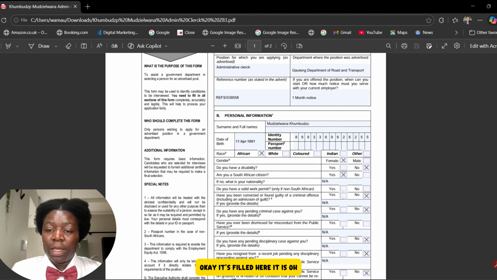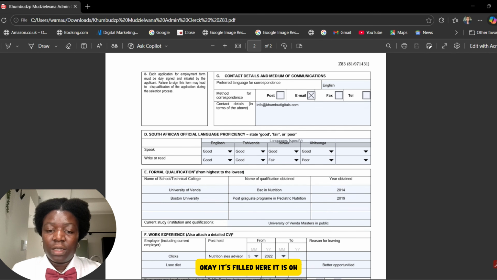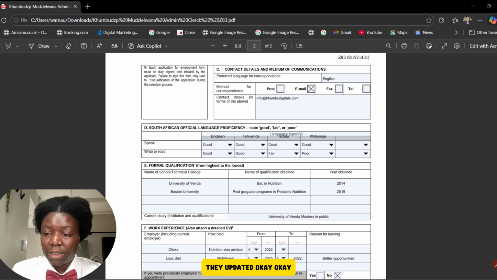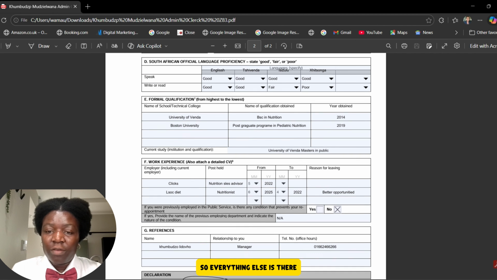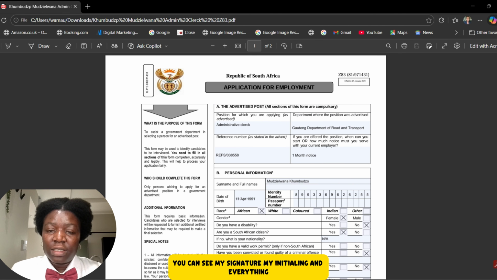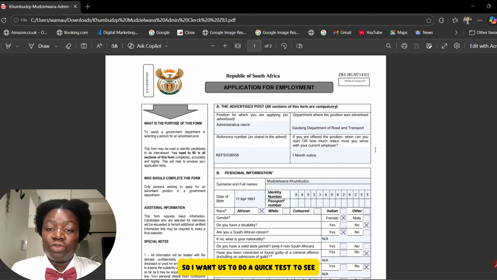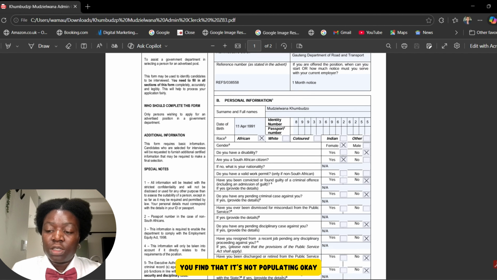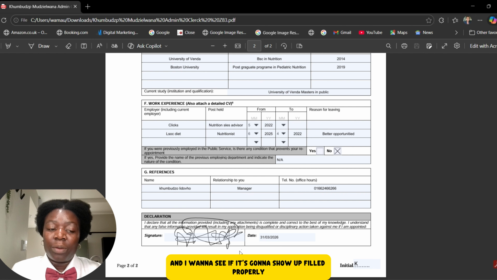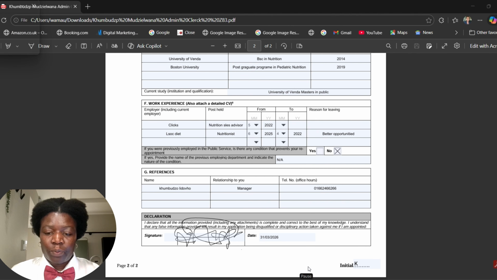Okay, it's filled. Here it is. Well, some of the things are not okay. They updated. Okay, so everything else is there. You can see my signature, my initialing, and everything. So I want us to do a quick test, because sometimes when you fill something digitally like this, you find that it's not populating, okay? So we're going to send it to myself, and I want to see if it's going to show up filled properly, okay?